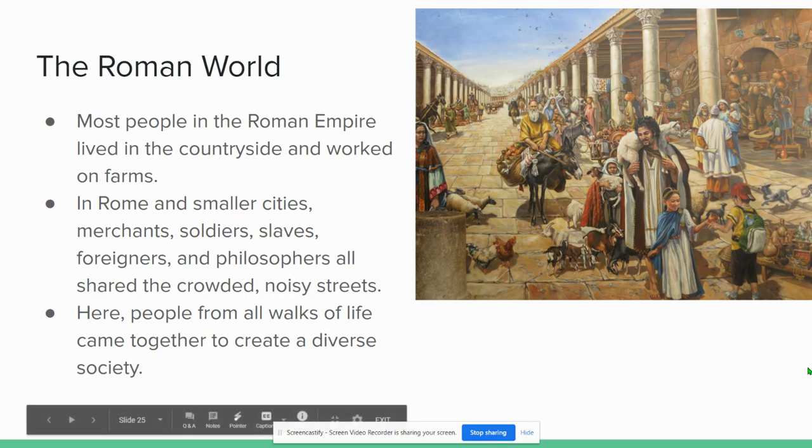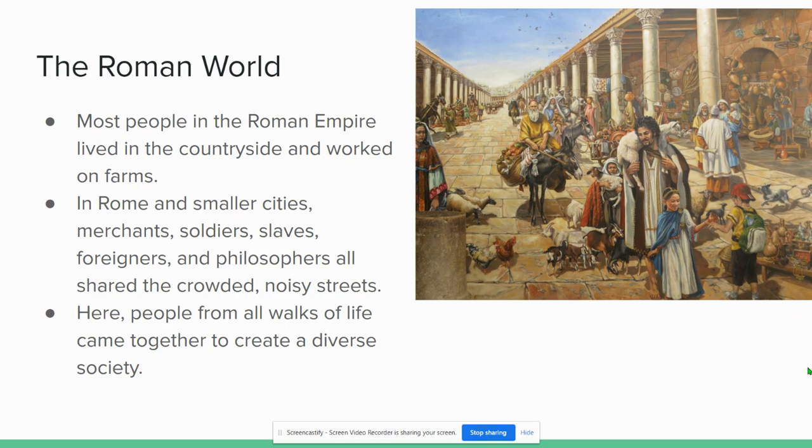So looking at Roman society, most people in the Roman Empire lived in the countryside, outside of Rome, even though they were part of the Roman Empire. And a lot of them worked on farms. So obviously you have a very vast empire. You need to make sure that it has enough food to feed all of the people. So there were a lot of farmers.